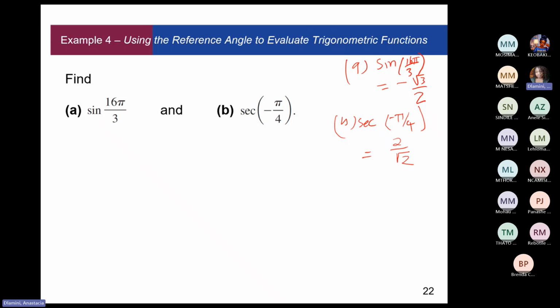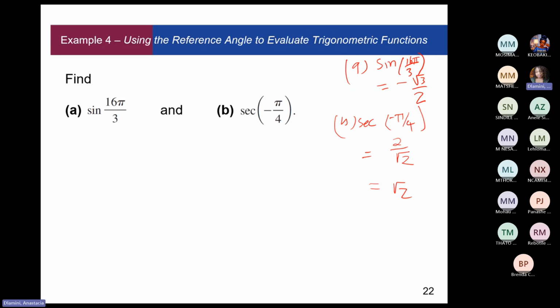Do you see that, guys? Yes, ma'am. Which is the same as root 2. Ma'am, I'm a bit confused here. I don't know, maybe I've joined your class late. How do we get these answers here? Can someone explain how we get these answers? We use the reference angle, then you find which quadrant they fall in. Okay.